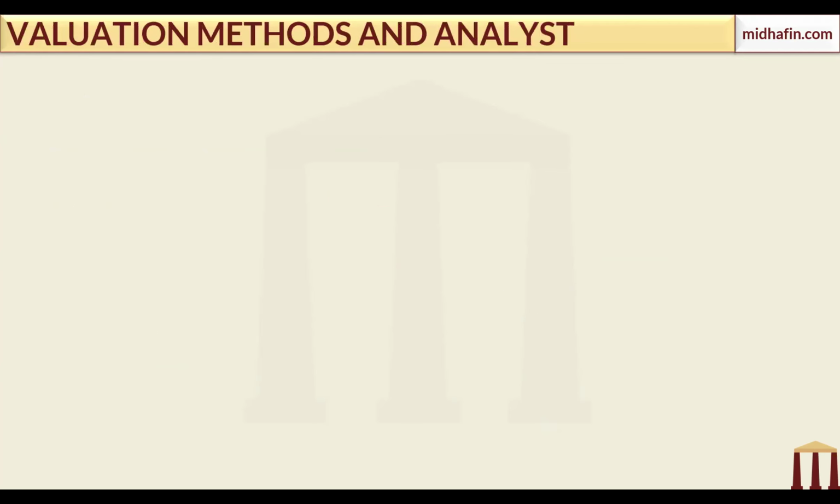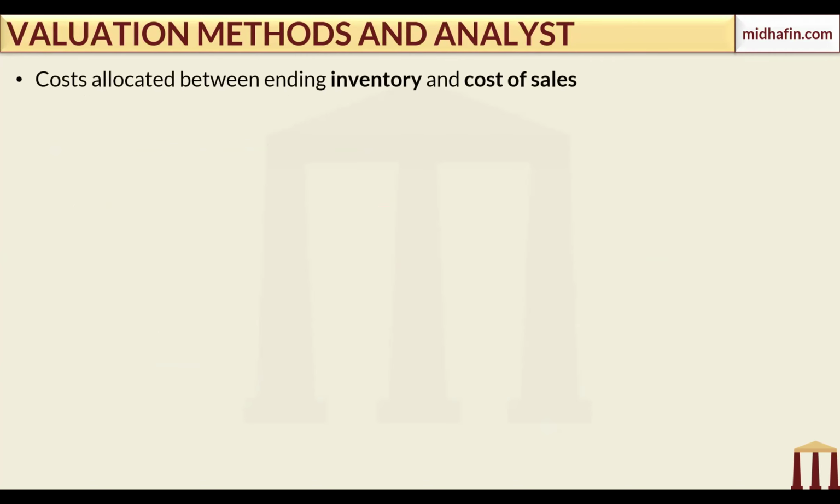Now let us come to valuation methods. And the perspective of the analyst will say we have costs which are allocated between ending inventory and cost of sales. Now, this is very, very important. We have to understand what inventory actually represents and how the costs can be reported of inventory. Okay. How will you allocate costs? So, what it represents, we have seen. Okay. We have seen the classifications also.